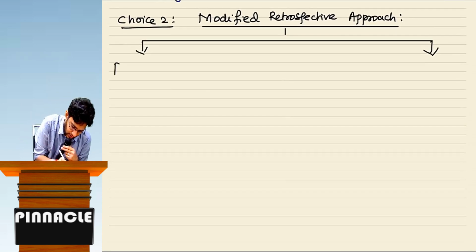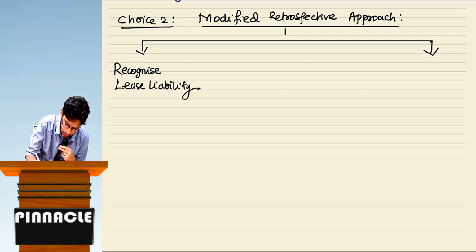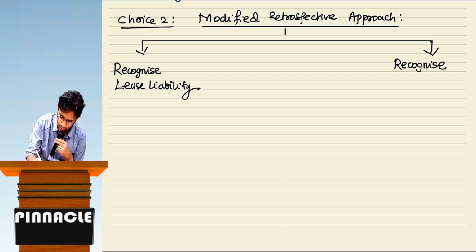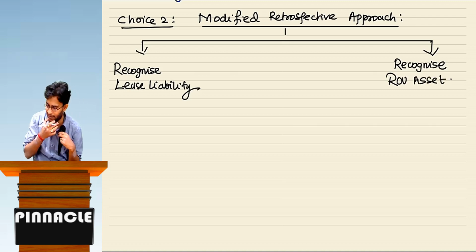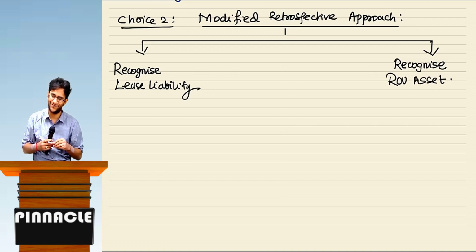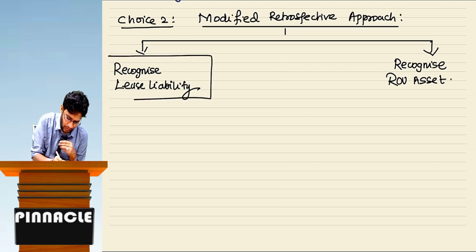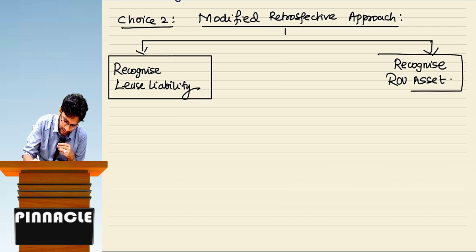First one is recognize lease liability. Recognize ROU asset. For lease liability, only one alternative is there. For ROU asset, two alternatives are there.